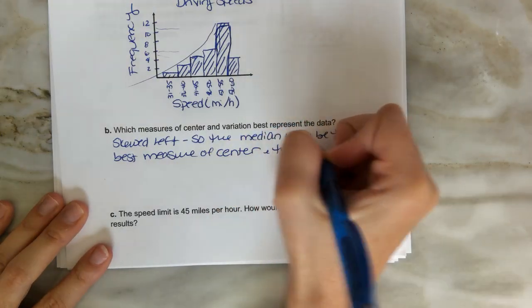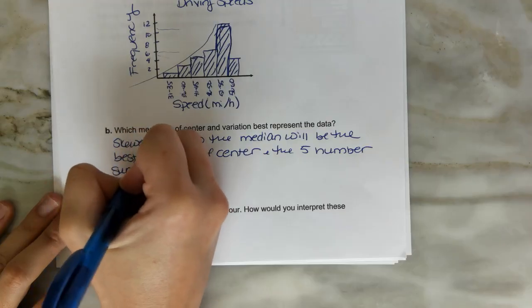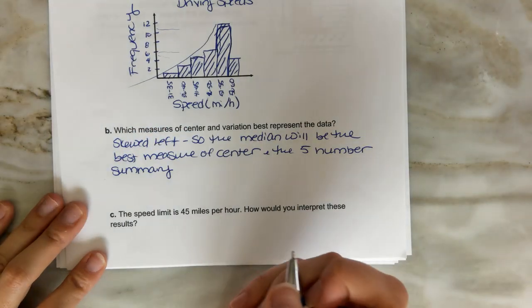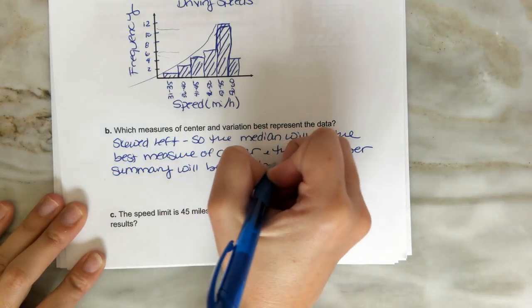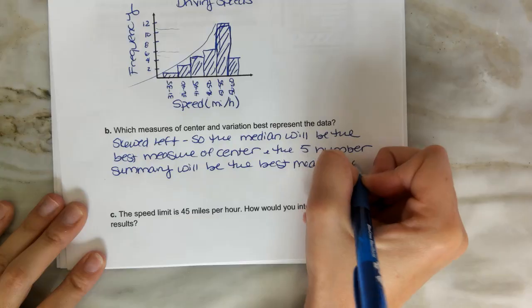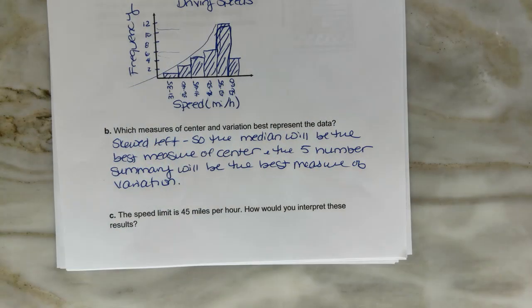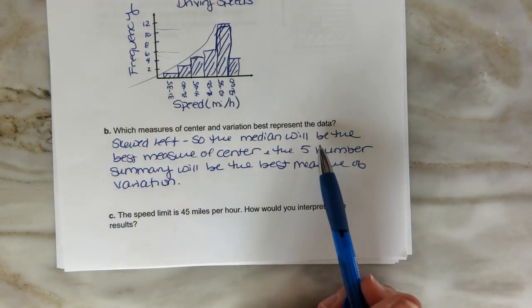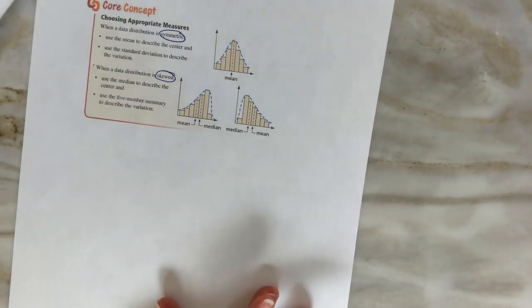and the 5-number summary will be the best measure of variation. It didn't actually ask us to find these, it just asked what they are, which was shown from this here.